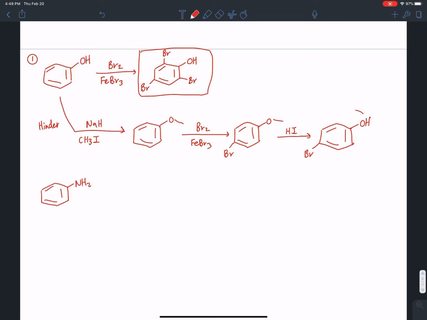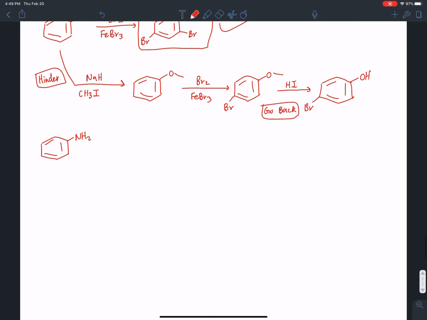And we stop this reaction from happening over and over again and placing the Brs here and here. So here's what it looks like if you don't hinder. Here's what it would look like if you wanted to hinder. So hinder and then go back, I guess. So that's how you do it for OHs.